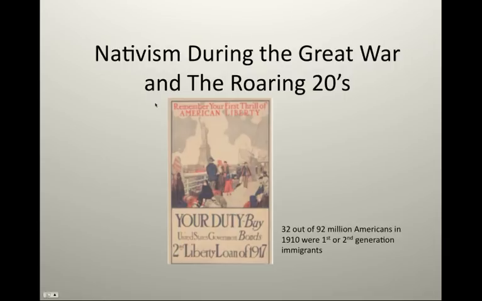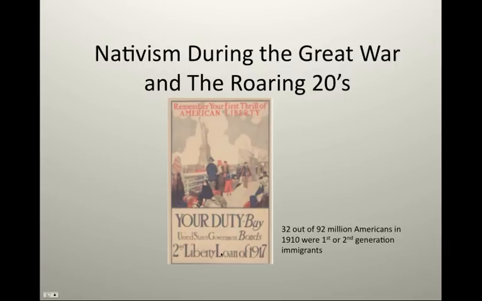And to get our bearings here, we recall that America was, at the time of World War I, a nation undergoing a great social transformation in the age of immigration, when 32 out of 92 million Americans by 1910 were either first or second generation immigrants. 32 out of 92 million, so more than a third of America's population had either come here from another country or were born to those who had come from another country.